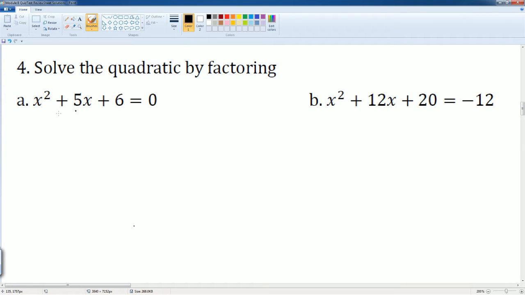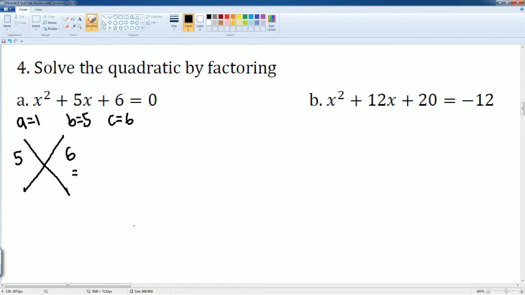Here, this is already in standard form. It equals 0, so we can get our A, which is equal to 1, B equals 5, and C equals 6. Now we can put it in our diamond. The left-hand side is going to be our B, which is 5. On the right-hand side, it is our C, which is equal to 6.